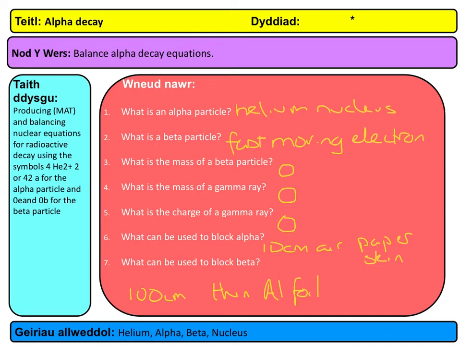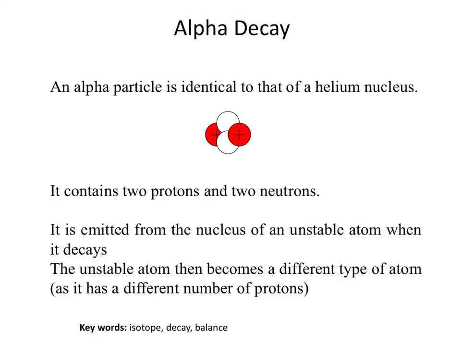Okay, right, next slide. So today, as we said, we're talking about alpha decay. What we're going to be doing is looking at what actually happens to an atom when it undergoes alpha decay. An alpha particle is identical to a helium nucleus, so we know it contains 2 protons and 2 neutrons. When alpha decay takes place, it's emitted from the nucleus of an unstable atom. The unstable atom decays and becomes a different type of atom, because it's got a different number of protons. When it gives this out, it's losing 2 protons and 2 neutrons, so its mass is going to change and its atomic number is going to change.